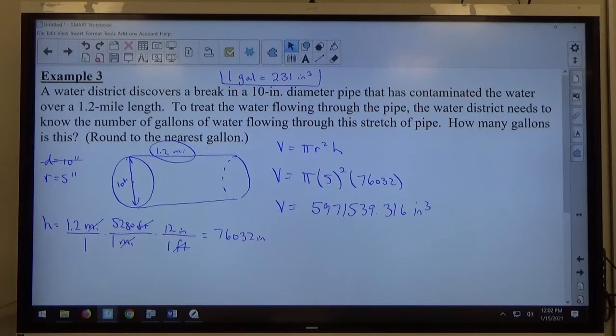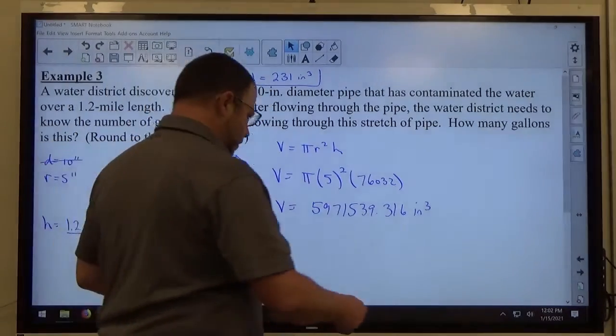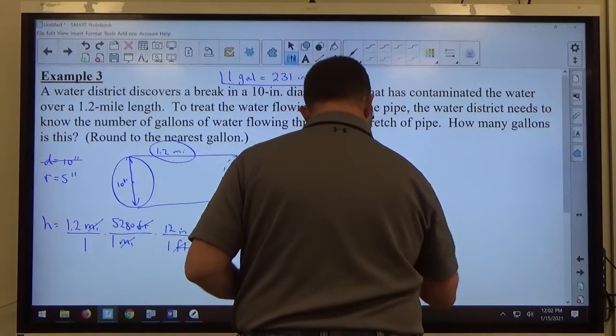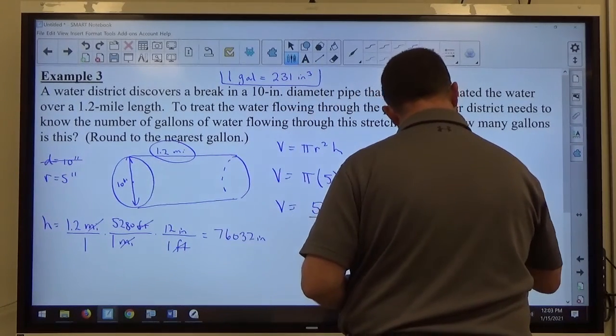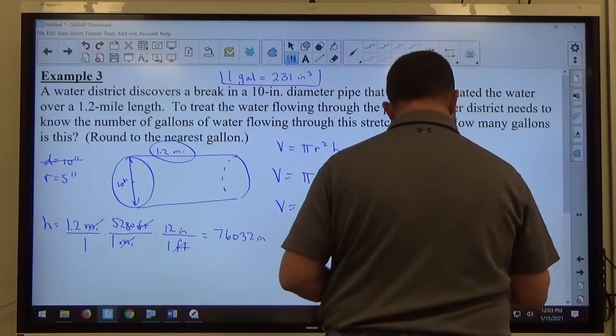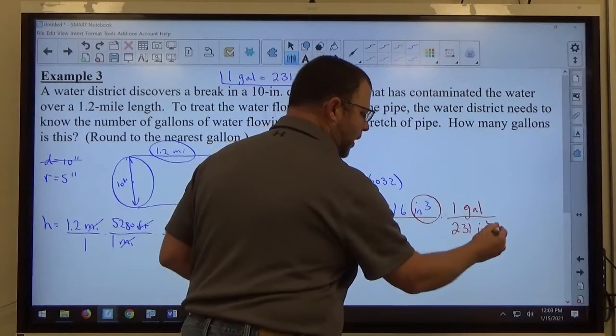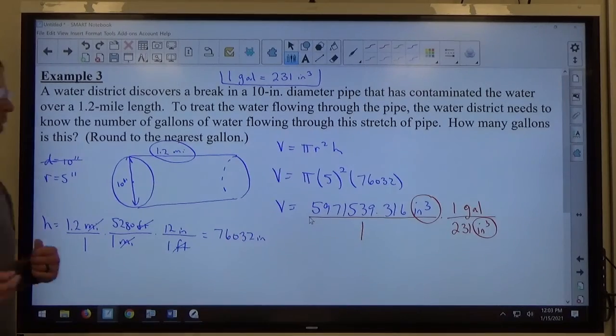All right? So now it asks how many gallons of water. I need to change from cubic inches to gallons. This is the conversion statement. So I know that 1 gallon on top is equal to 231 inches cubed on the bottom. Notice the unit of inches cubed and inches cubed matches. So we don't have to modify anything, it works as is.